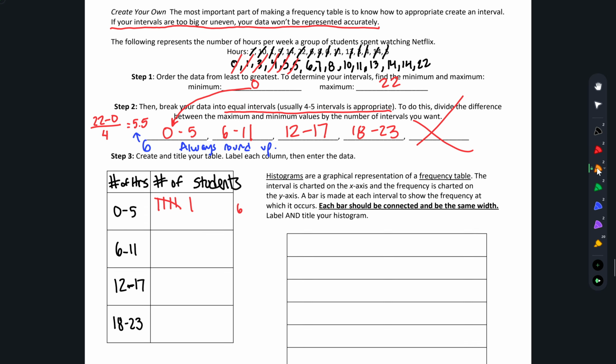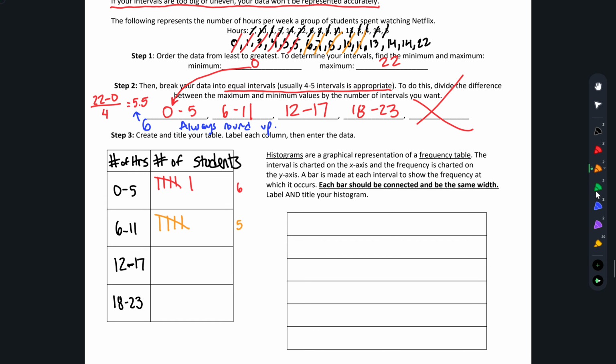I'm going to do the same thing between 6 and 11. 1, 2, 3, 4, 5 students fall between 6 and 11. Between 12 and 17, 1, 2, 3. And then between 18 and 23, I only had the 1. That's our frequency table. Any questions?